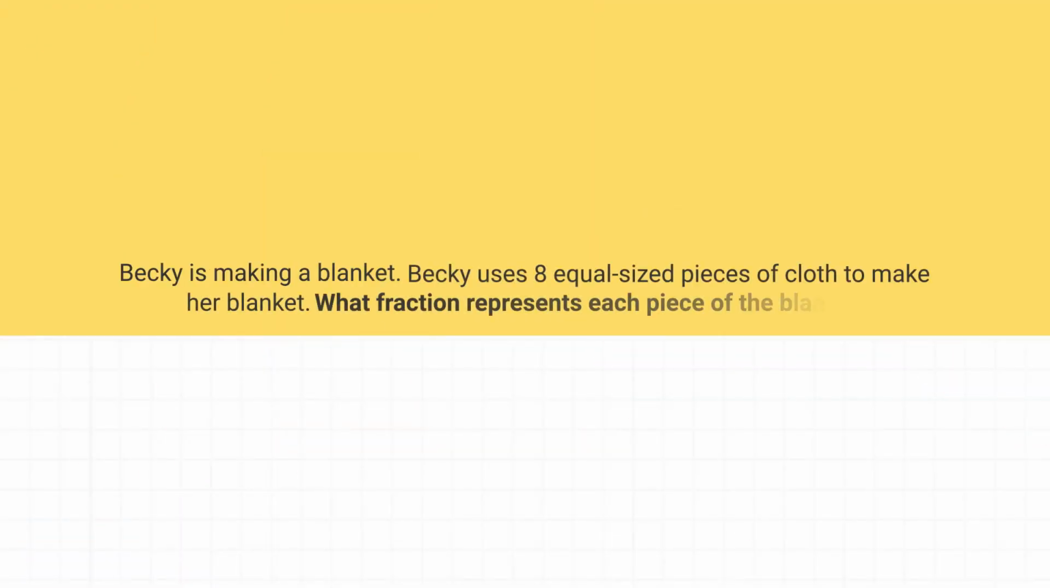Becky is making a blanket. Becky uses 8 equal-sized pieces of cloth to make her blanket. What fraction represents each piece of the blanket? Just like any word problem, our first task is to understand what's happening. Which of these is the best description of what's happening in this problem?